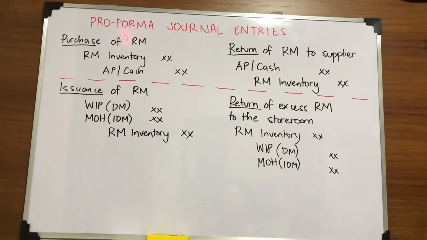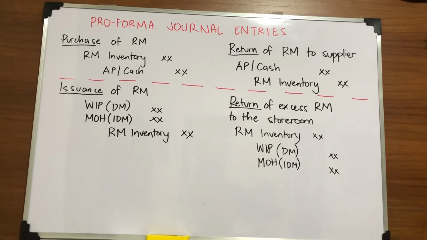So here are your pro-forma journal entries for your purchase of raw materials and your issuance to the conversion process. First, for your purchase of raw materials, you debit raw materials inventory and you credit either accounts payable or cash. The cost of raw materials is debited to raw materials inventory when the materials are received, meaning when you receive it from your supplier.